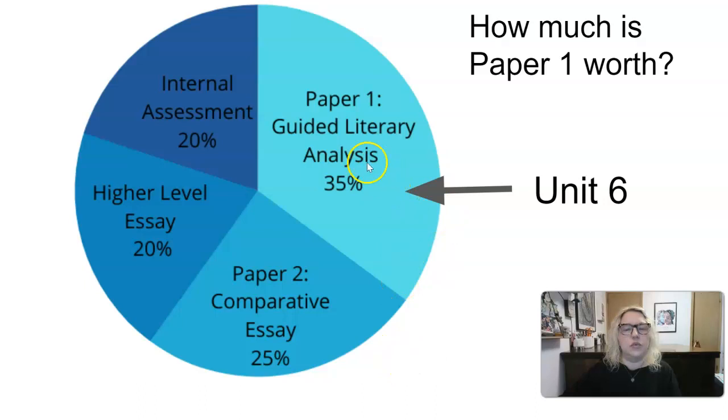And you can see here it's worth 35% of your overall IB score. And this is what we're going to spend all of our time in Unit 6 working on. It's the one assessment that is worth the most. That's one way to describe it, right? And so it's worth spending some sheltered time on and being really intentional as we prepare for the Paper 1 exam.